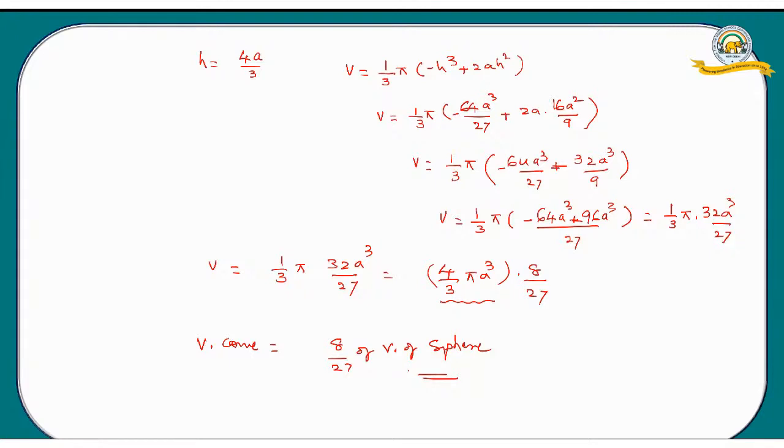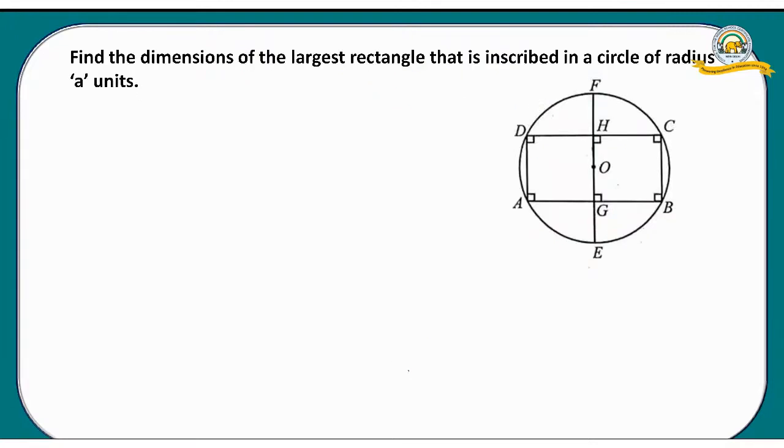We'll go to one more question. Find the dimensions of the largest rectangle that can be inscribed in a circle of radius a units. Here, O is the center of the circle. If we join AC in this diagram, AC must pass through O because ABCD forms a rectangle.